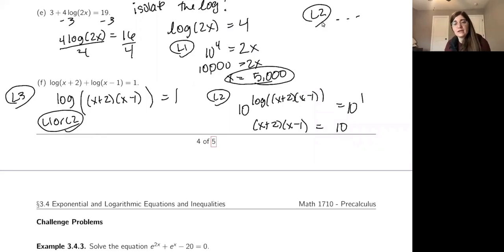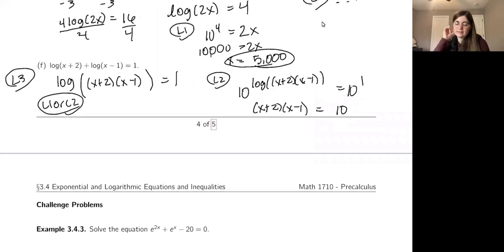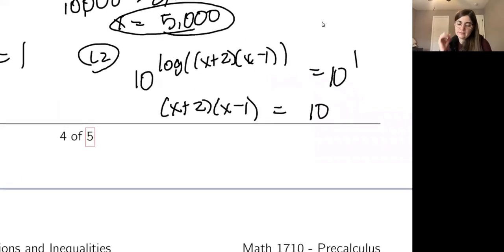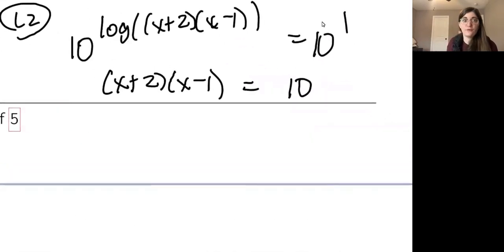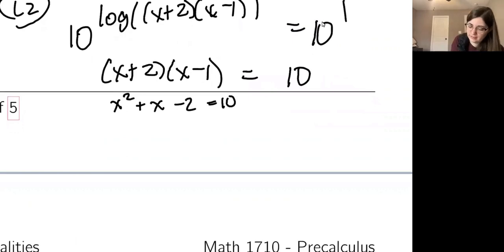And this is a quadratic equation. In order to solve a quadratic equation, we usually need to get everything on the same side of the equation, which means first I'm going to FOIL my left-hand side and then subtract 10. So let's see, I FOIL this, I'm going to get an x squared, a minus x, and a plus 2x, so plus x, and then a minus 2. And then I'll subtract 10 and get x squared plus x minus 2 minus 10, so really minus 12.